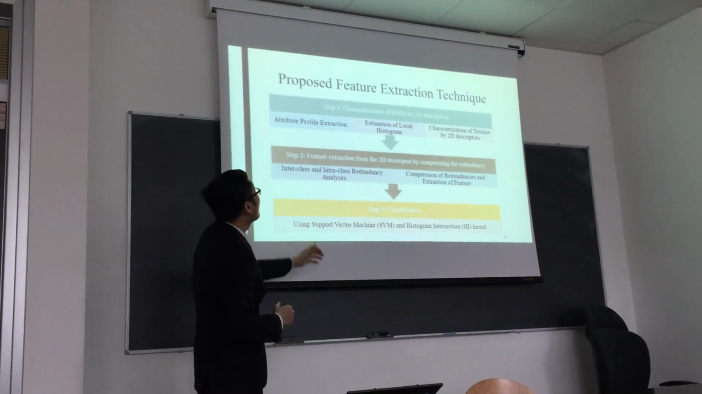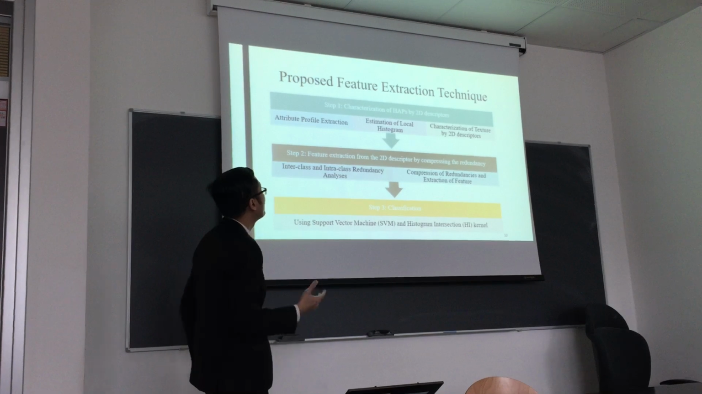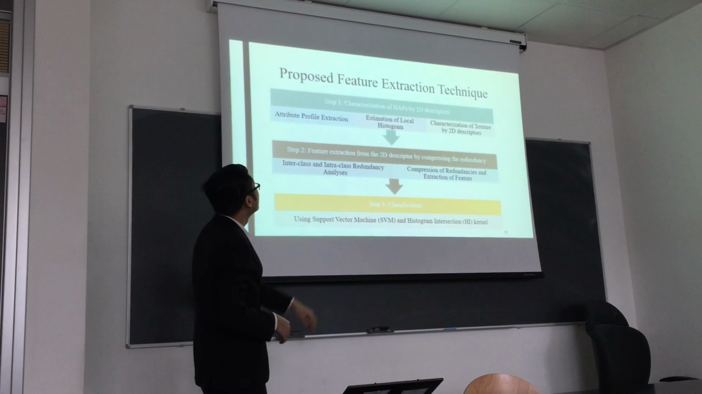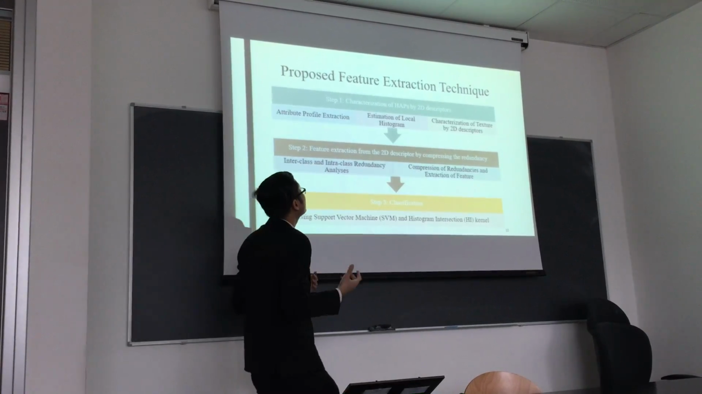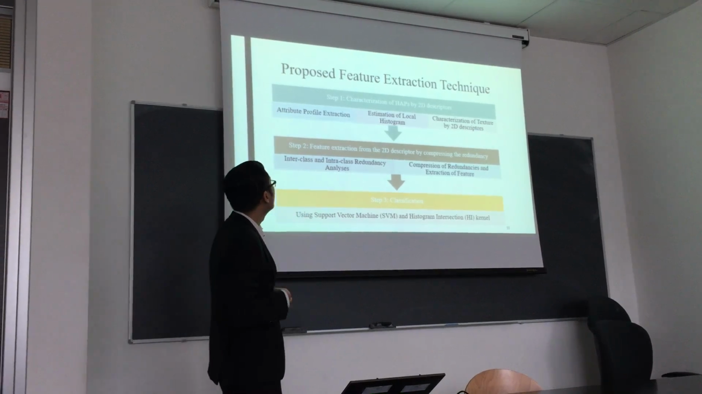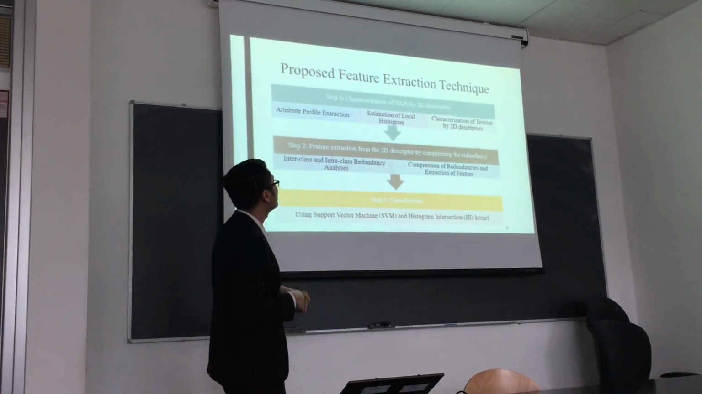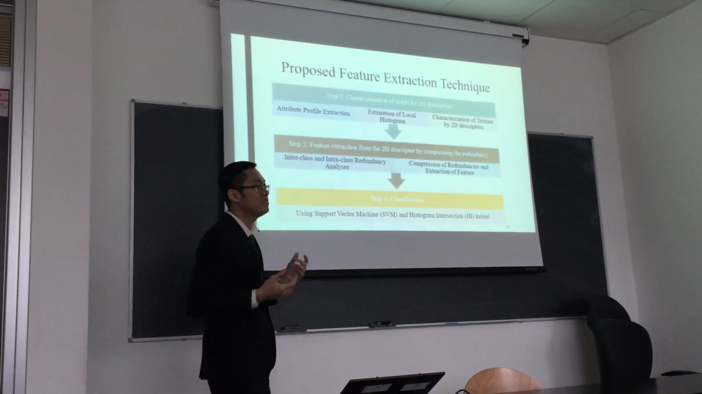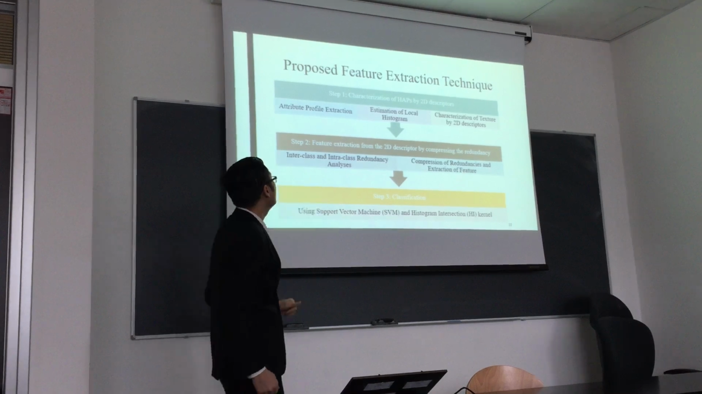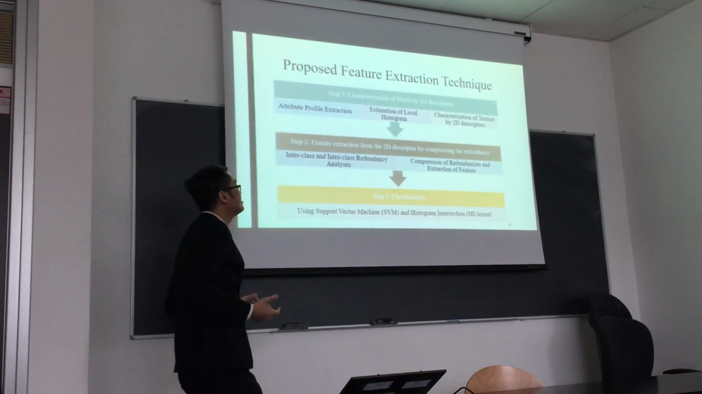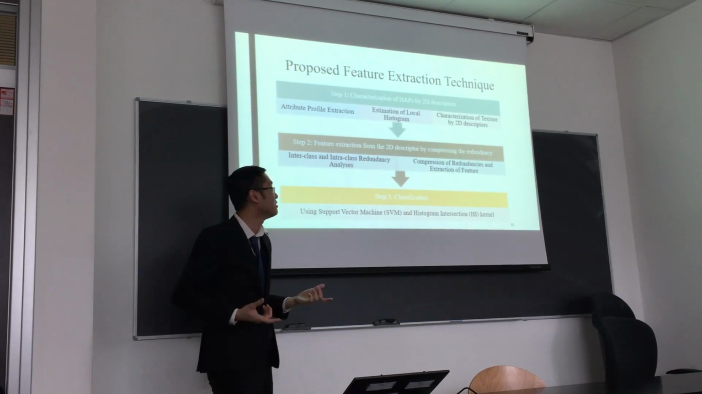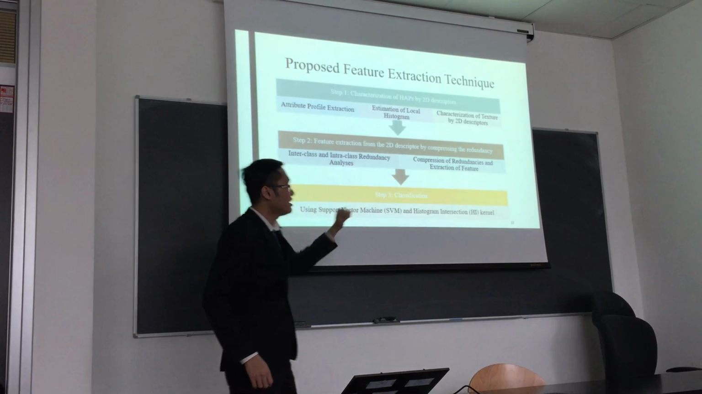So here is the proposed feature extraction technique. It has 3 steps. The first step is the characterization of the histogram attribute profile by a 2D descriptor, as I mentioned above. The second step is the feature extraction from the 2D descriptor by compressing the redundancy. This has 2 substeps. The first substep is inter-class and intra-class redundancy analysis, and the second substep is the compression of redundancy and extraction of the features. And the final step is classification.